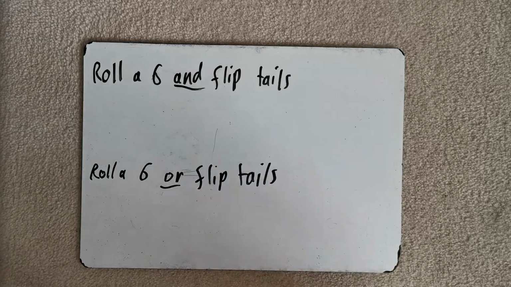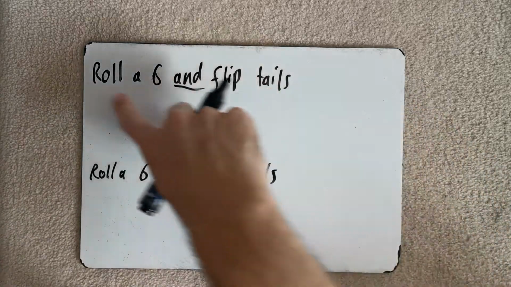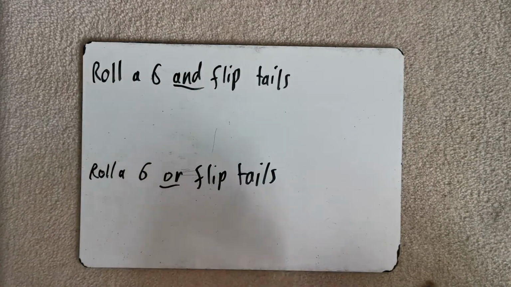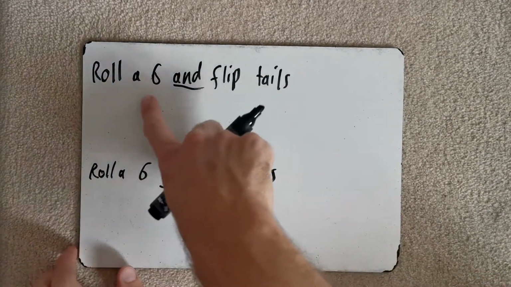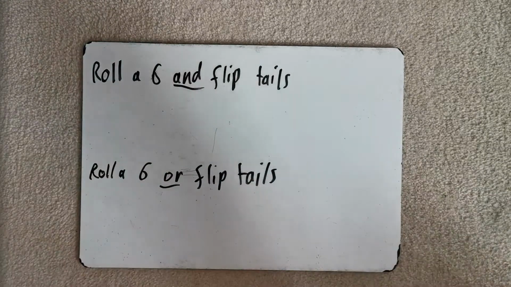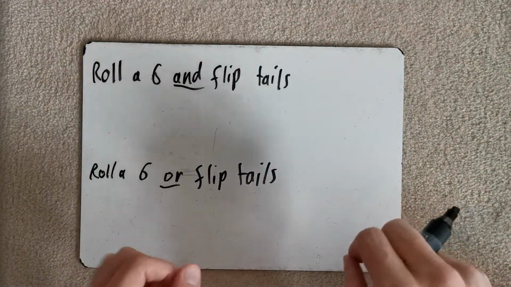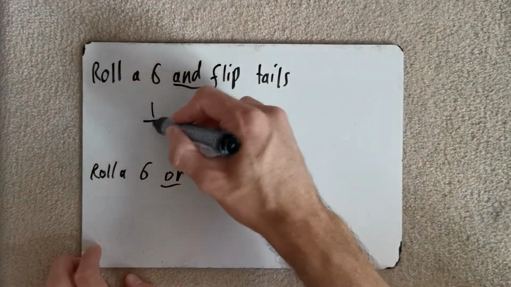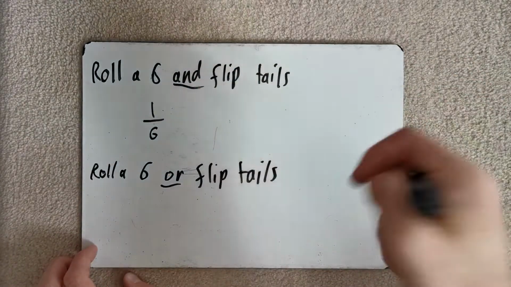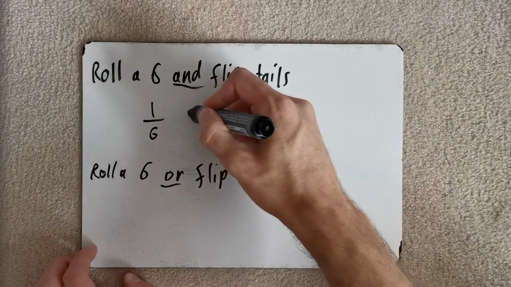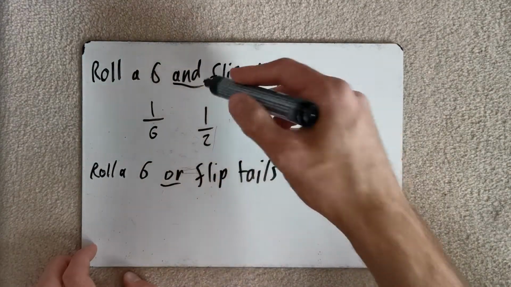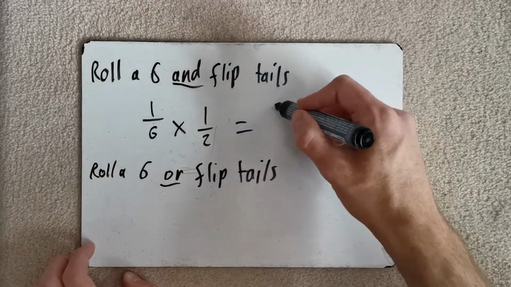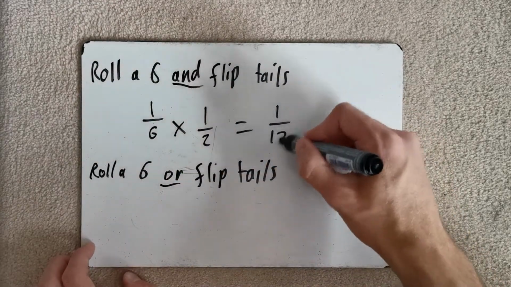Okay, so here's another quick example with the same outcomes, but this time it's AND and OR. Okay, so roll a 6 and flip tails. These things both have to happen. What's the probability that they both happen? So roll a 6 is of course a 6th, and flip tails, flip a coin, it is 1/2. Okay, and happening, we've got to multiply them together. 1 times 1 is of course 1. 6 times 2 is 12.